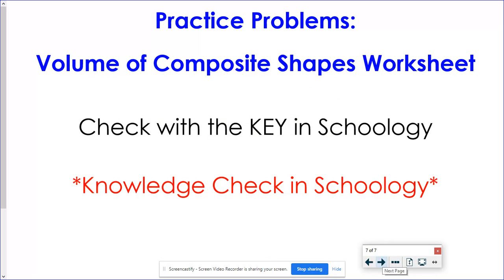So today's worksheet is about composite or compound shapes. The answer key is in Schoology. Because there are multiple shapes, I can totally see how there might be some mistakes that happen early in a problem that can throw off the whole problem. Please check it with your answer key. Make sure that you let me know if you need any help with anything. And when you're done, take the knowledge check in Schoology. Let me know if you need any help.